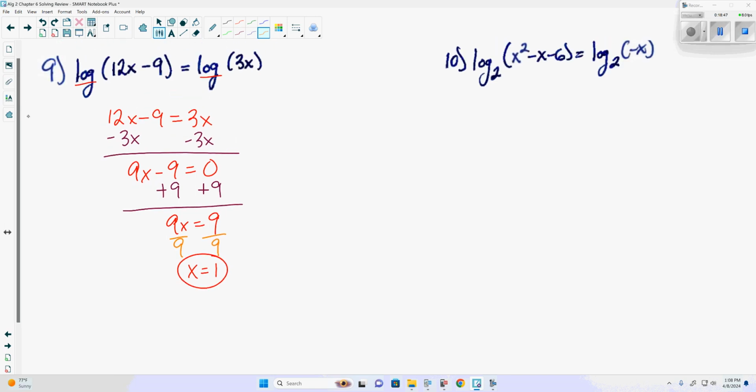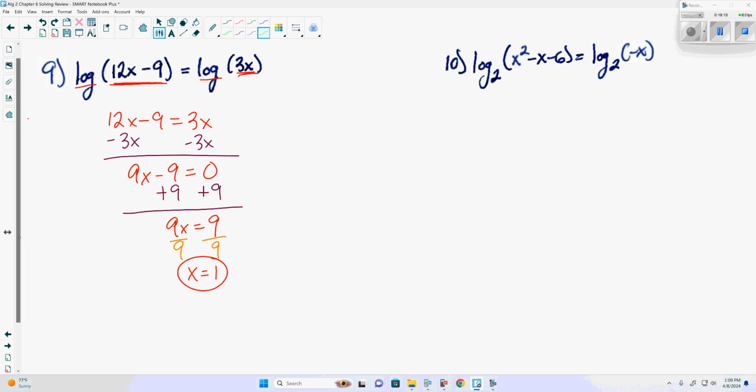Again, we could plug it back in. 3 times 1 is 3. And that's for our 3x over here. So that works and gives us a positive. Our 12 times 1 minus 9, I'm just plugging it back in. 12 times 1 is 12. Minus 9 is 3. They're both positive and not 0. So they work. Questions on this here? Let's look at the next one.